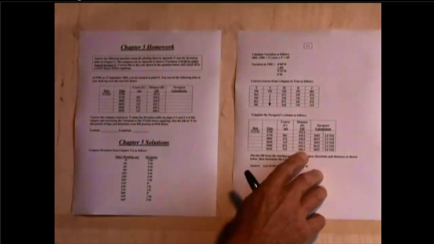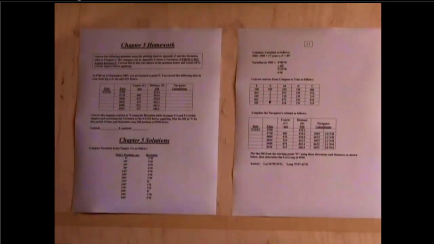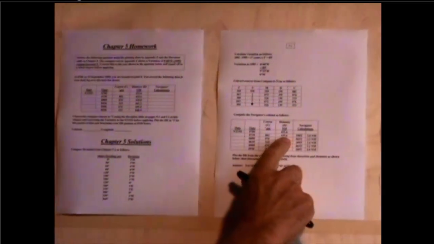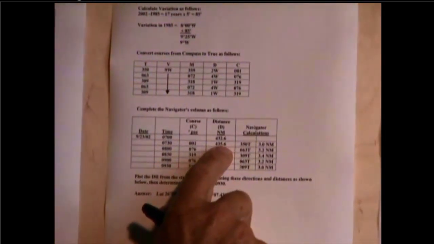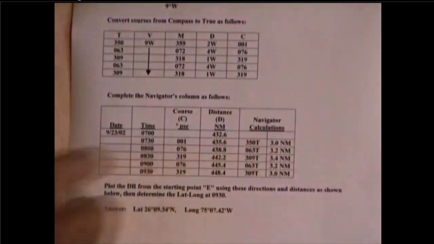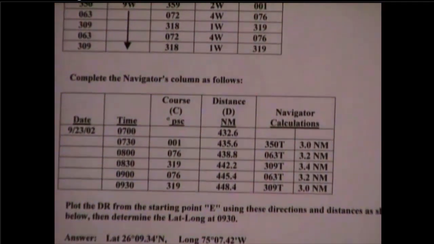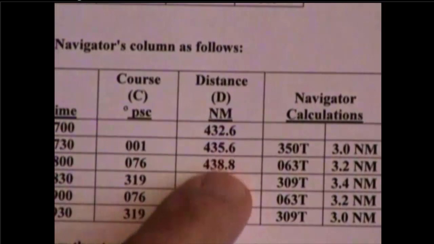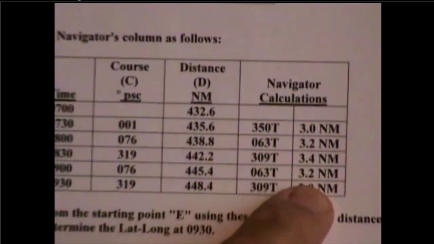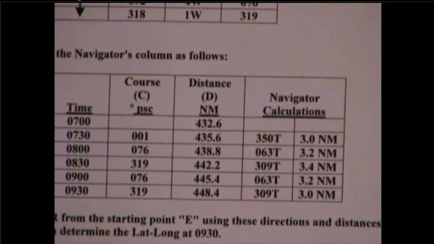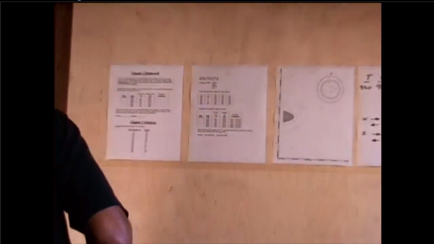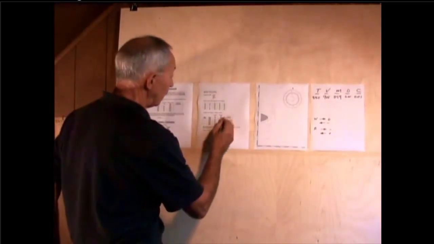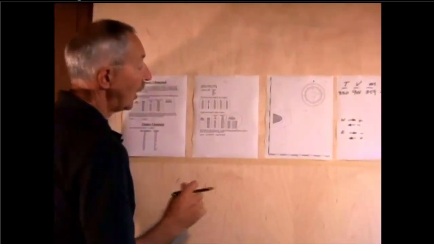The next step, though, is to calculate the distances. And this is the odometer reading at 0730. It's 432.6 from 435.6, which gives a distance of 3.0 traveled during that half-hour period. And we do the same thing for all of these and calculate these distances. Now, with that in mind, we're going to take these values here and use those to plot our dead reckoning course.